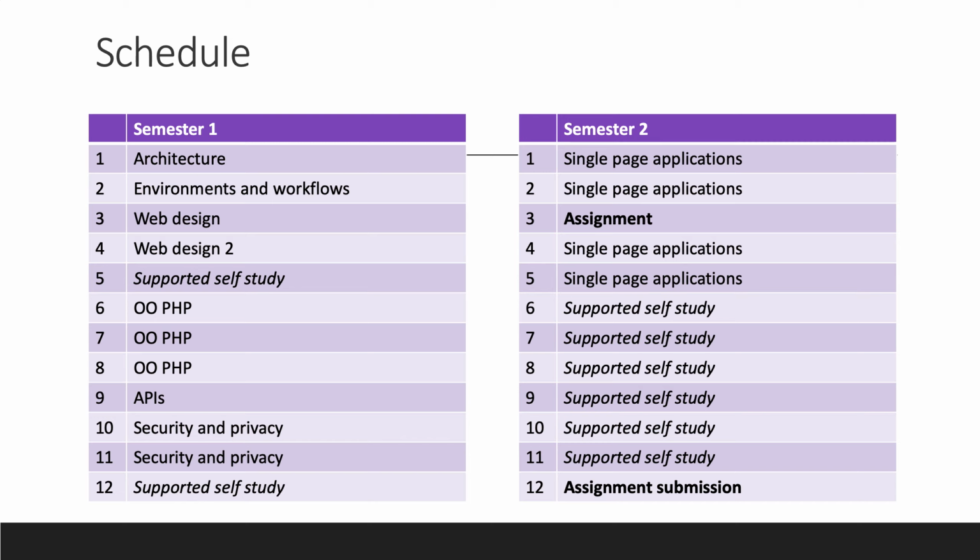Next semester, we'll be looking at single-page application development using a JavaScript framework. In week 3, the assignment will be handed out. And then in week 12, the assignment will be submitted. As I said earlier, we'll be able to negotiate the exact deadline, but it will be around week 12. There's plenty of time next semester for supported self-study. That means you can come to the labs and Kay and I will be there to help you, but you can get on with work at your own speed. During those sessions, we will not be able to give you direct help with the coursework, but we can give you direct advice on any of the workshop materials that we've given out so far.